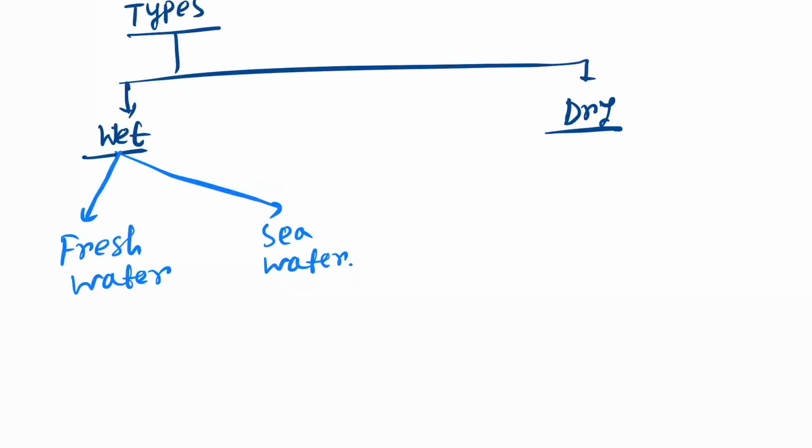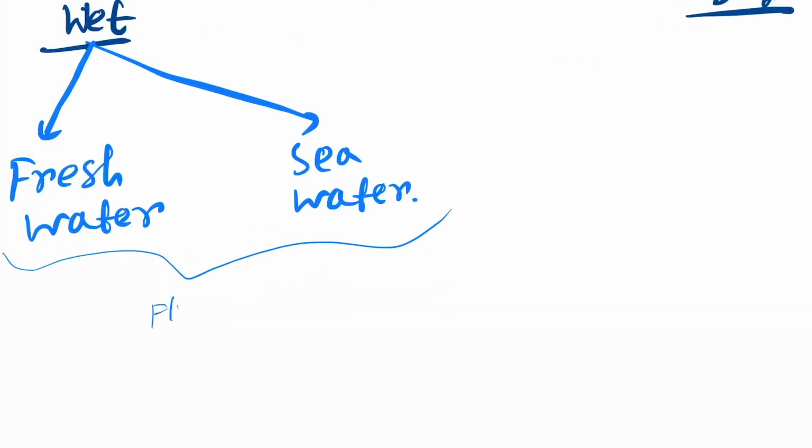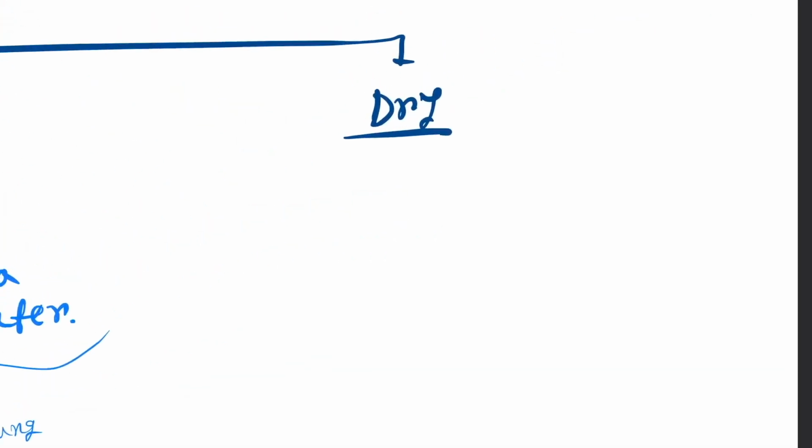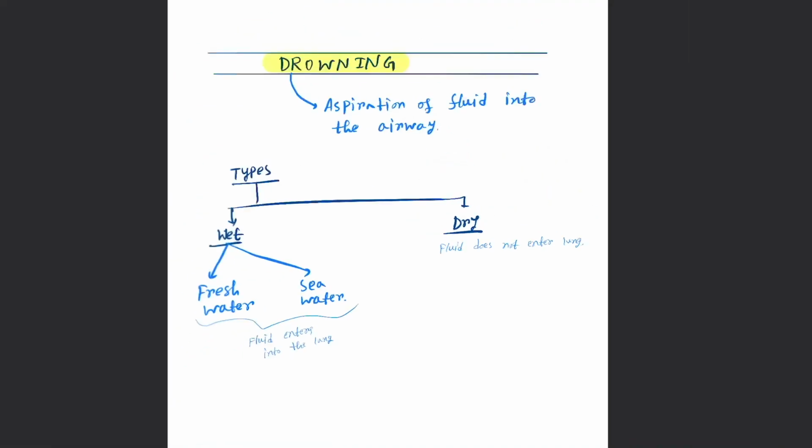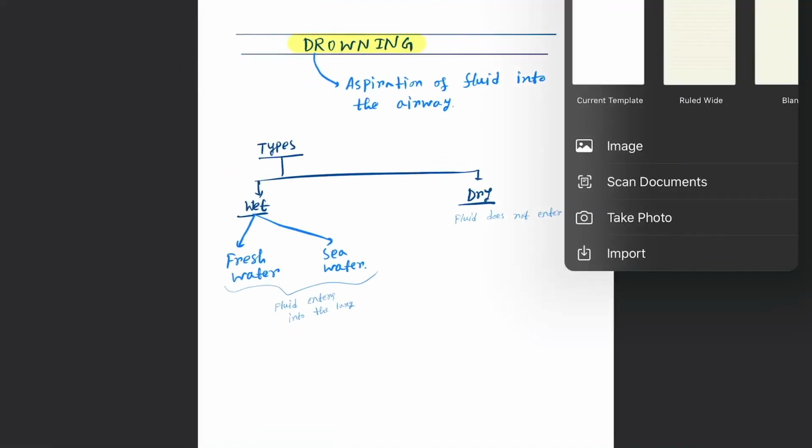Okay, so here in both cases, fluid enters into the lung. But in dry drowning, fluid does not enter the lung. So let's see the mechanism of both drowning.